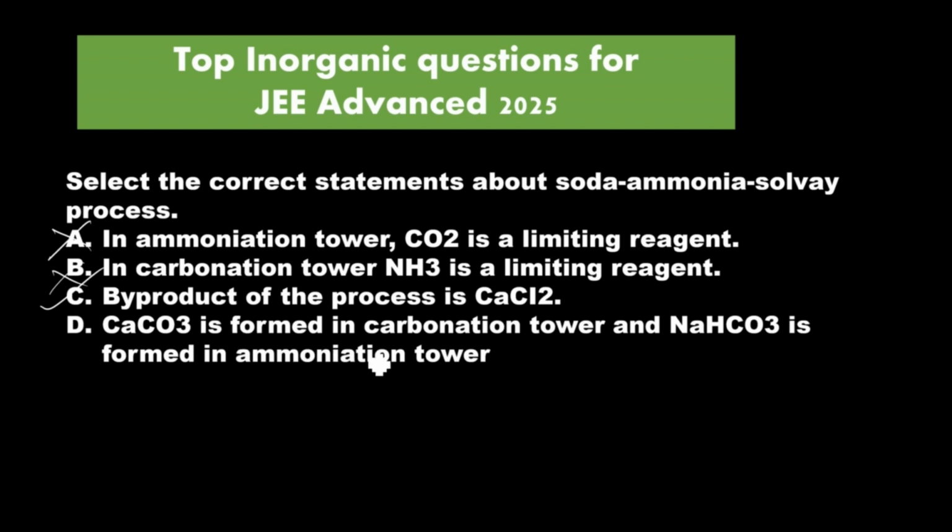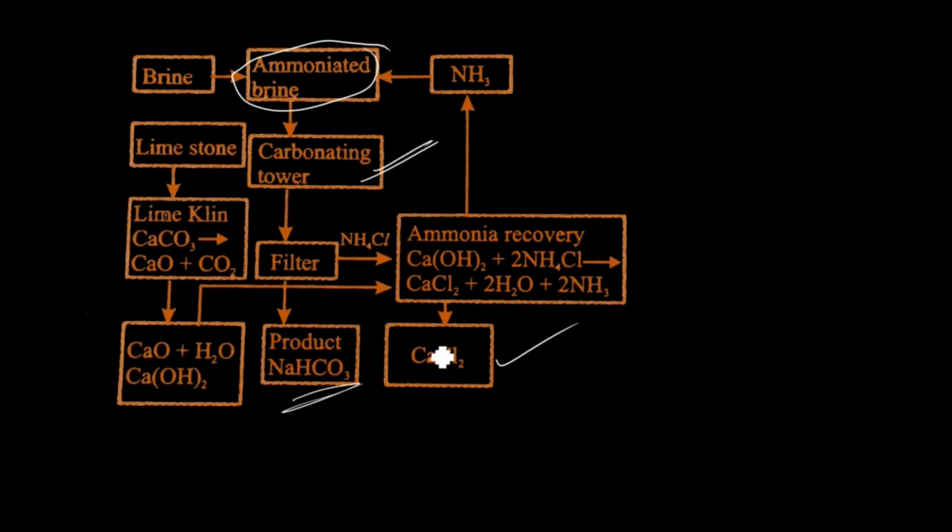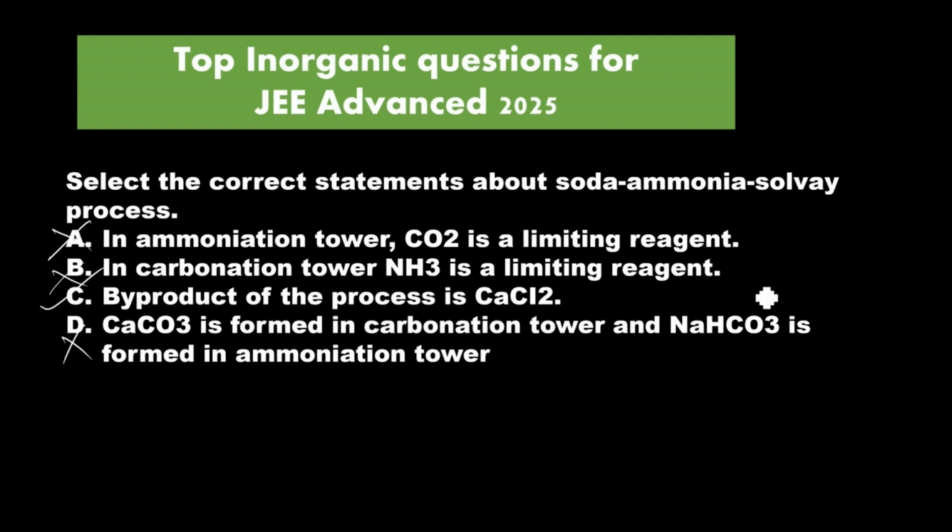And calcium carbonate is formed in the carbonation tower and sodium bicarbonate is formed in the ammoniation tower. As you can see, sodium bicarbonate is formed in the carbonating tower and calcium carbonate is not formed there in the main process. We get it in the later recovery. So option D is also wrong. So only option C is our right answer.